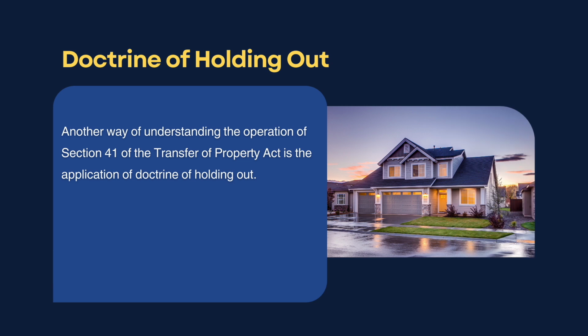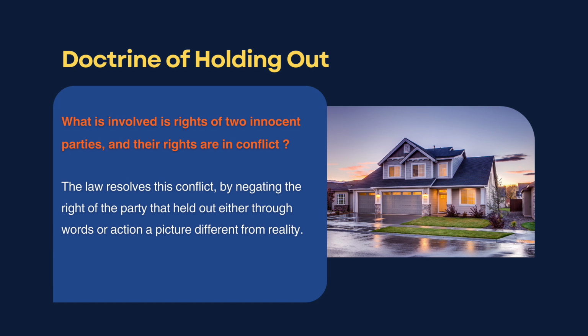Let's expand this idea further using the doctrine of holding out. Another way of understanding the operation of Section 41 of the Transfer of Property Act is the application of the doctrine of holding out. What is involved is the rights of two innocent parties, and their rights are in conflict, the transferee and the original owner. The law resolves this conflict by negating the right of the party that held out, either through words or action, a picture different from reality.